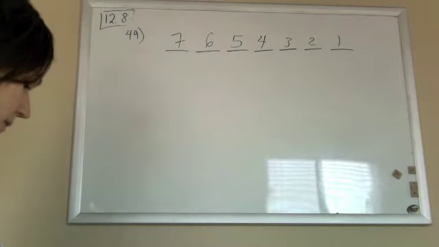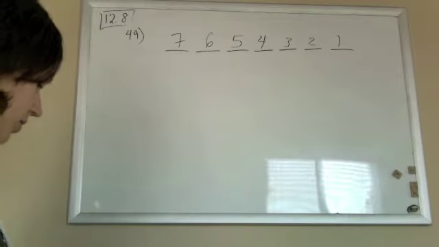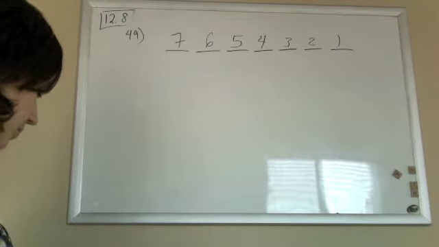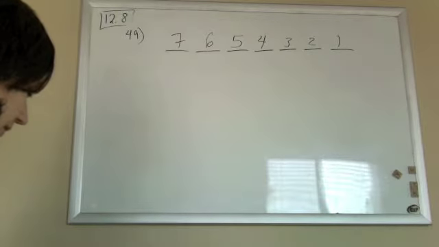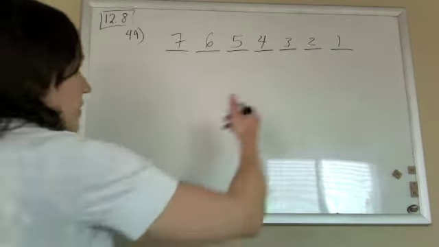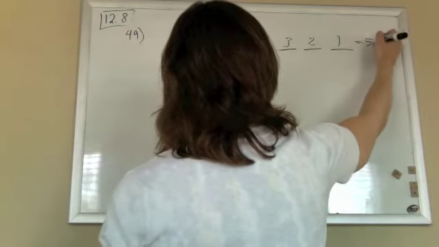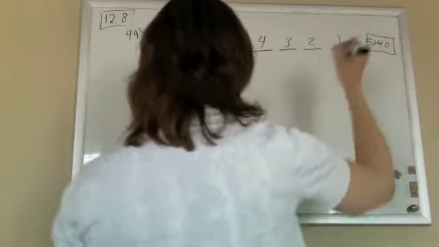And just multiply those all together. 7 times 6 times 5 times 4 times 3 times 2 times 1. Come on, calculator. We get 5,040. And that's that.